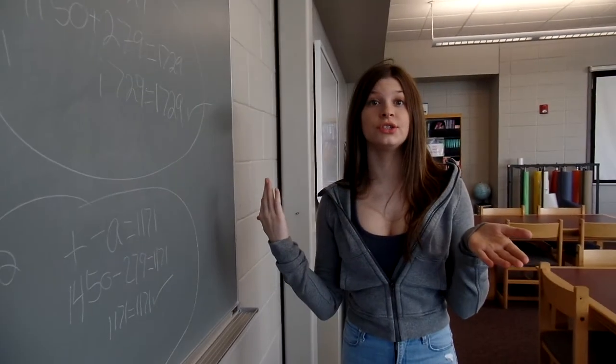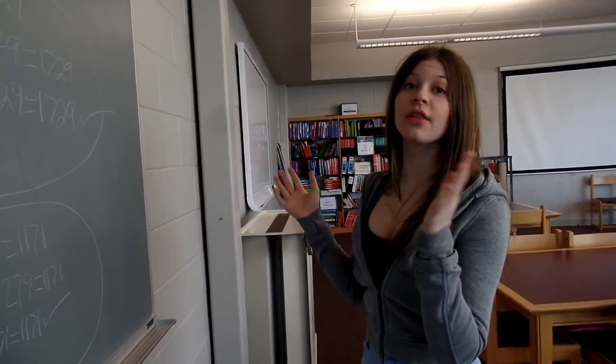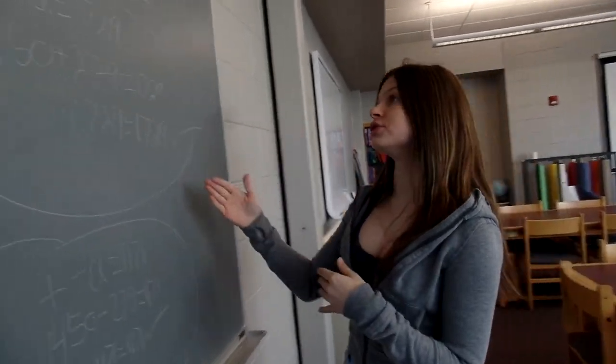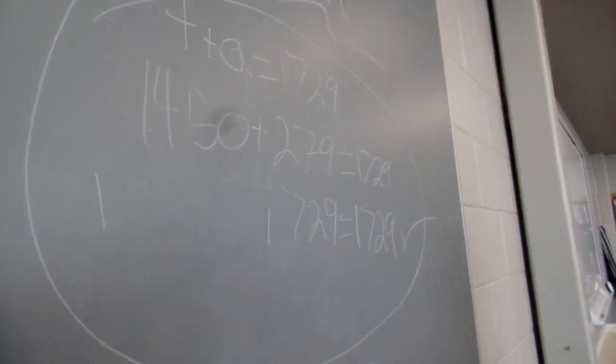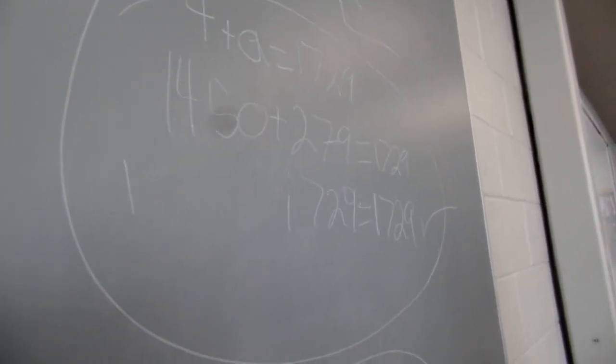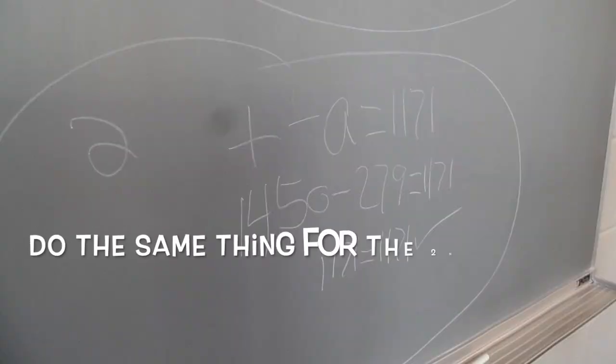So now you need to check your answer by substituting in the values of each variable into each equation. So for the first equation, we substituted 1450 for T and 279 for A, which gave us 1729 equals 1729, which is correct.